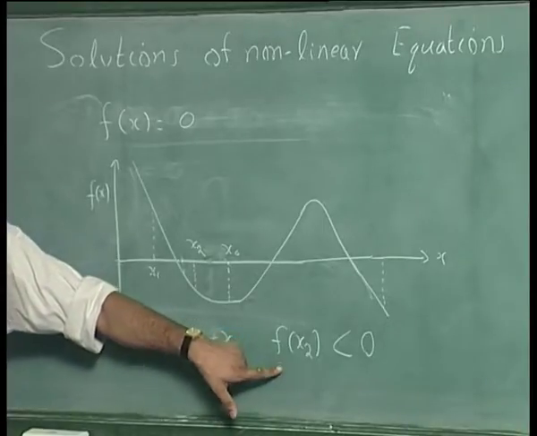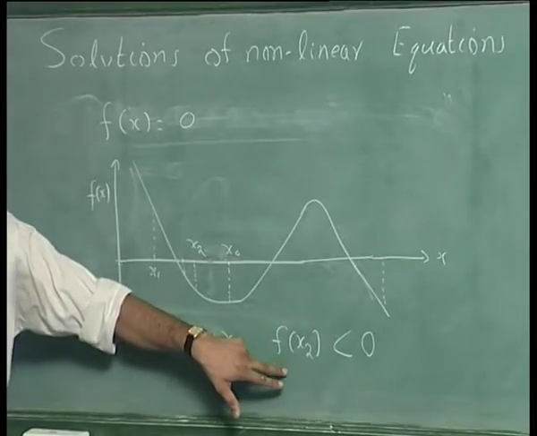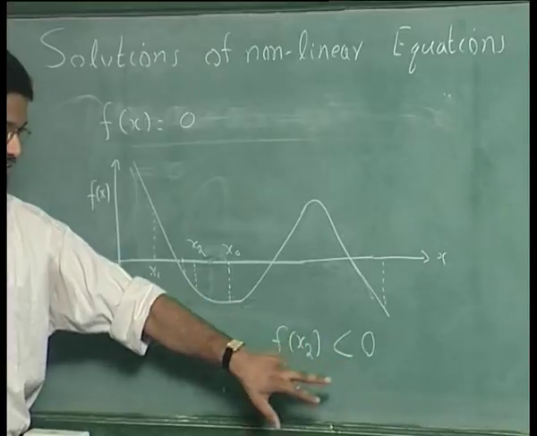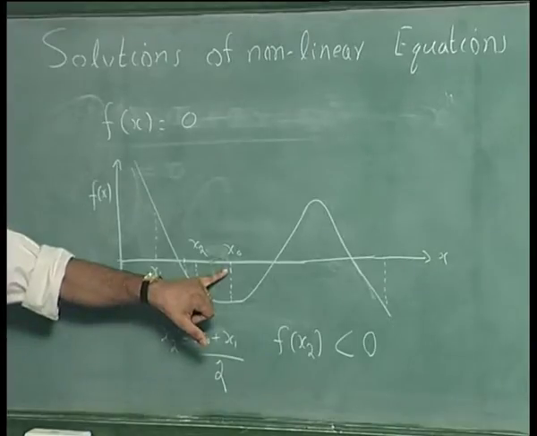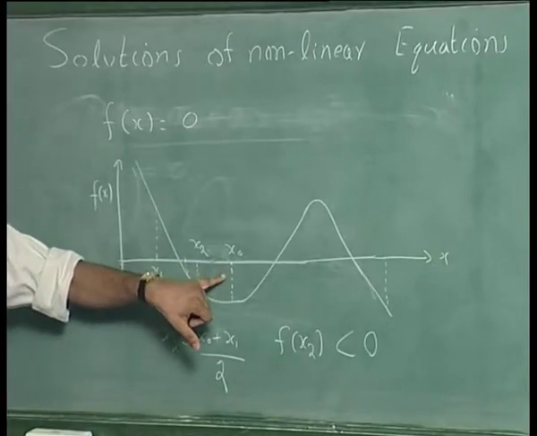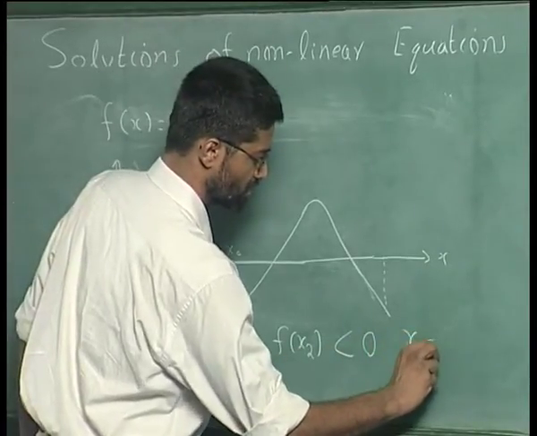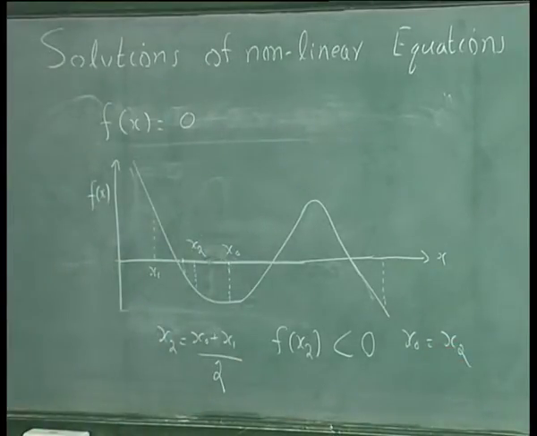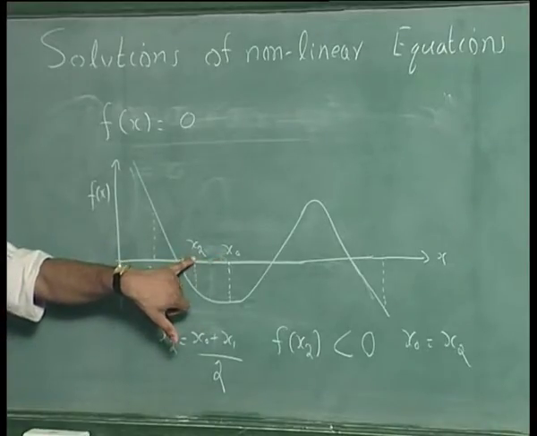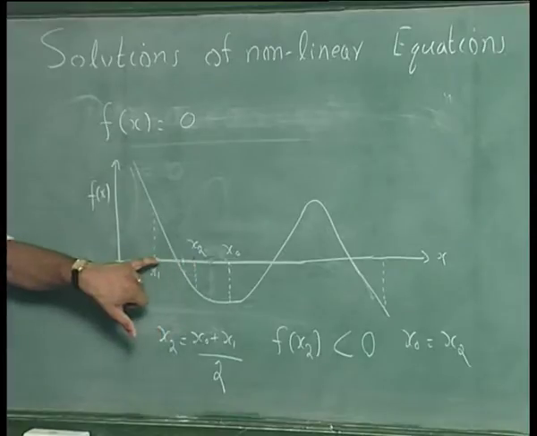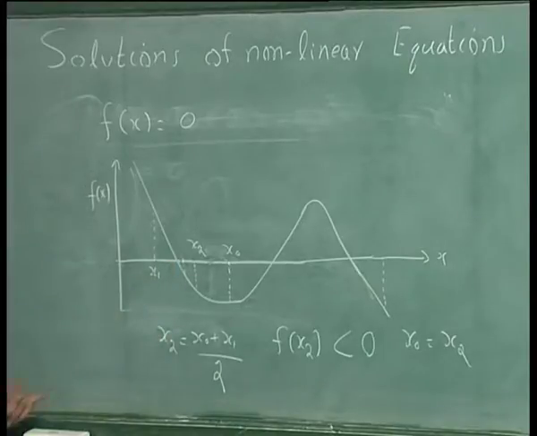There are two possibilities, or actually three possibilities if you are lucky. Normally it is either greater than 0 or less than 0. If it is less than 0, then we throw away x0 and replace x0 by x2. So now x0 is x2, that is, x0 is being shifted to this point, and then we again find the mean of these two. Next time when we find the mean, it will be somewhere on this side.